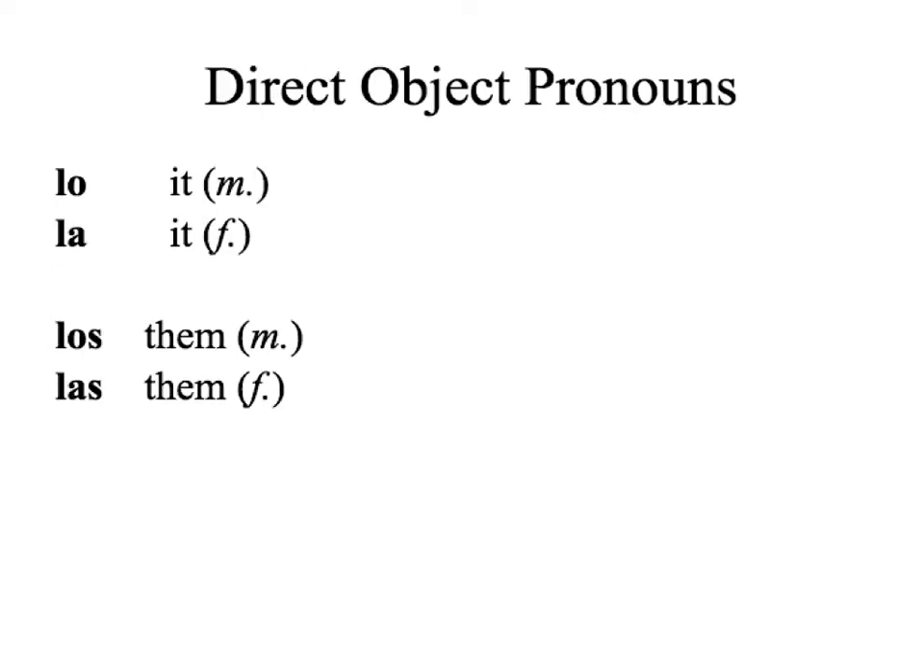In addition to agreeing in number, it is singular and them is plural, direct object pronouns also agree in gender in Spanish. Let's look at this chart. So if I want to say it to refer to a singular masculine object, I will say lo. If it's feminine singular, la. Likewise, for the plural forms, there is a masculine form, los, them, and a feminine form of them, las.